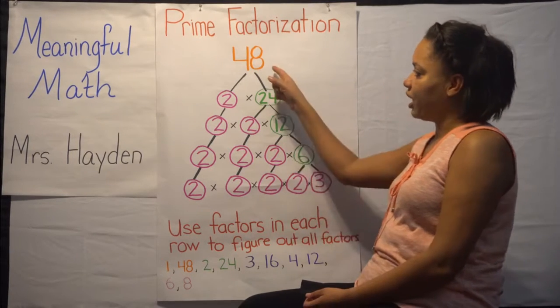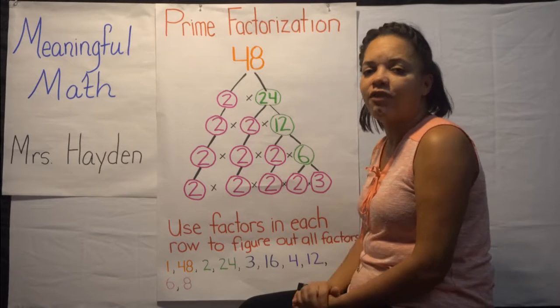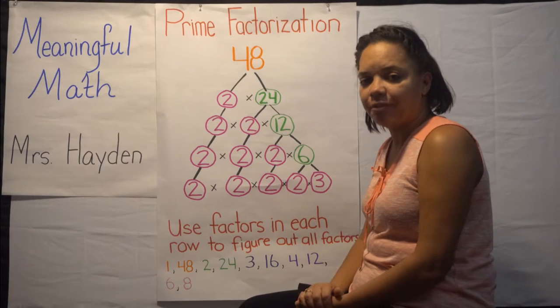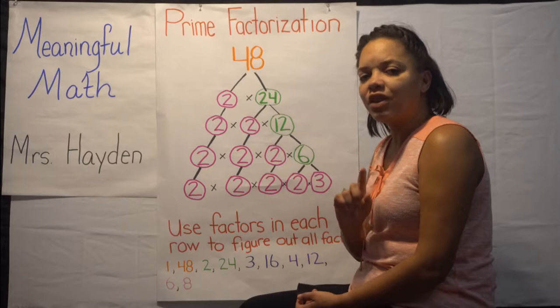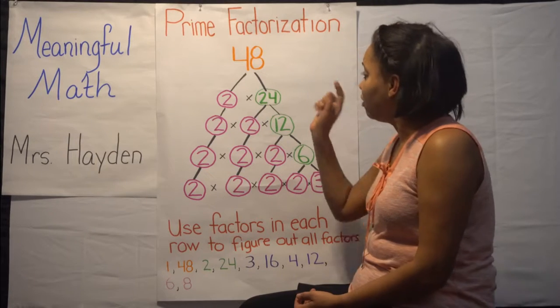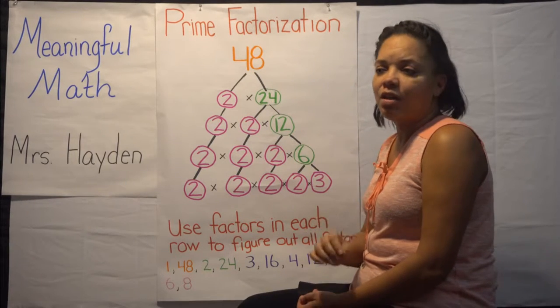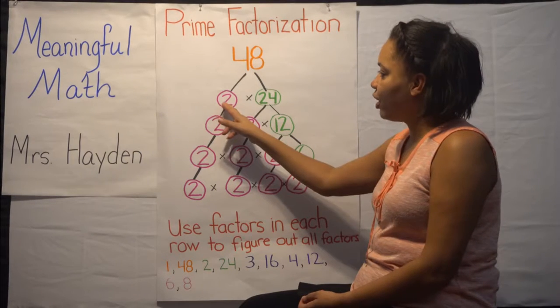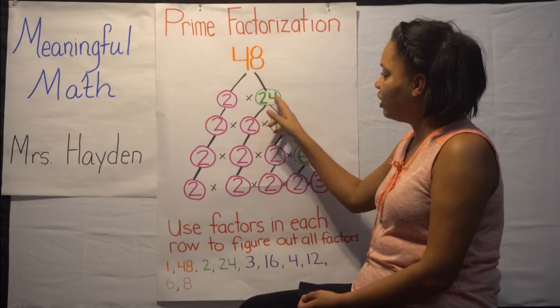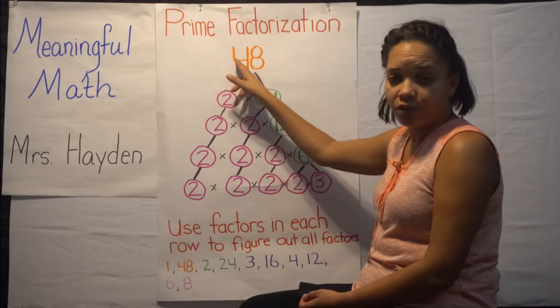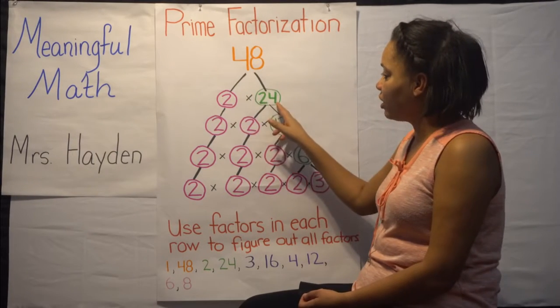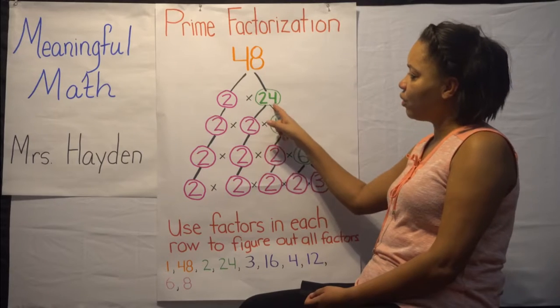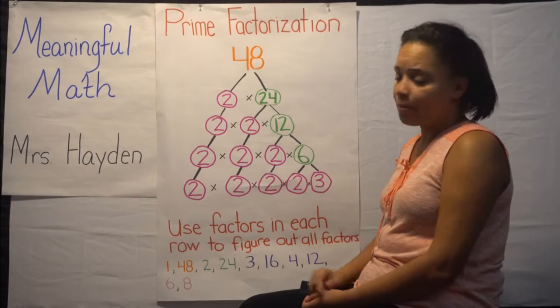So let's take 48. The easiest way to figure out one of the factors of 48 would be to figure out that it is an even number. Even numbers are divisible by 2. So I started there. I know that 2 times 24, because 2 can go into 4 2 times, 2 can go into 8 4 times. So 2 times 24 gives me 48.